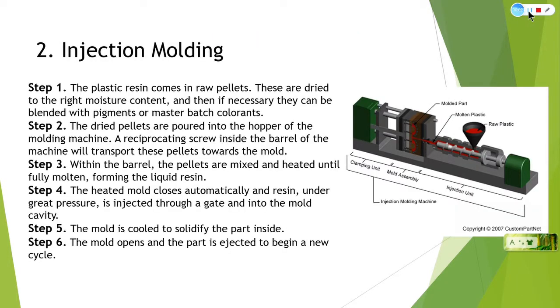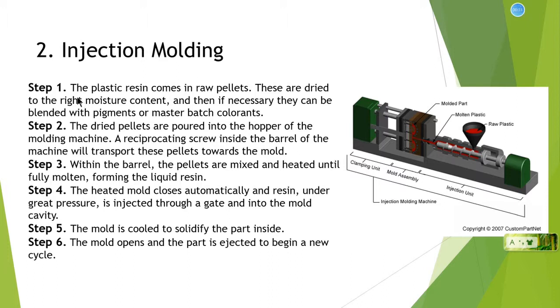Now, let's see the second method process. It's injection molding. The injection molding is often used for bottle caps, automotive parts and components and toys and so on. So like the picture, injection molding, there are 6 steps to finish the process.